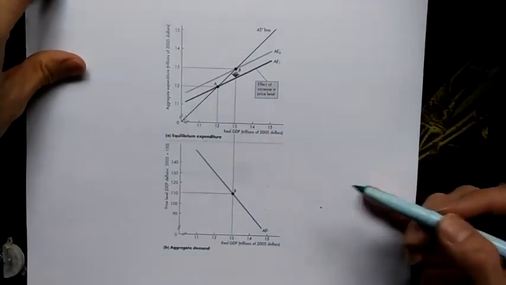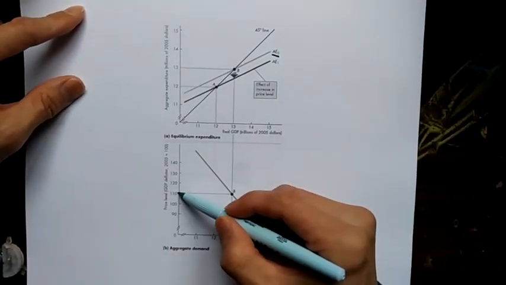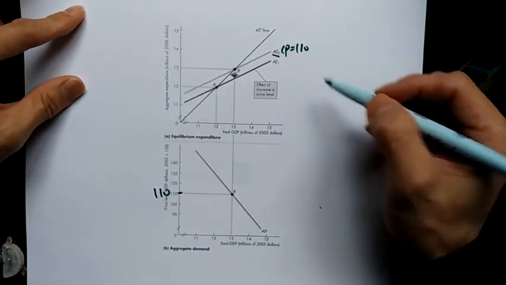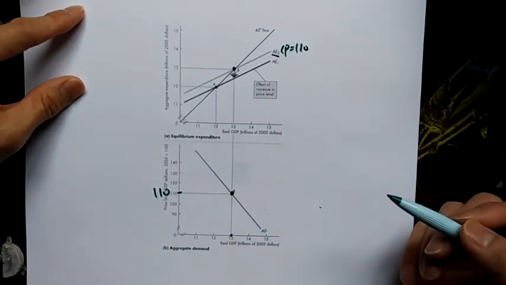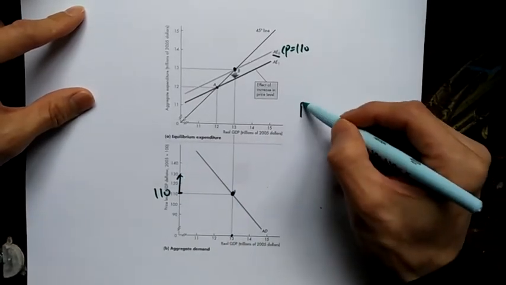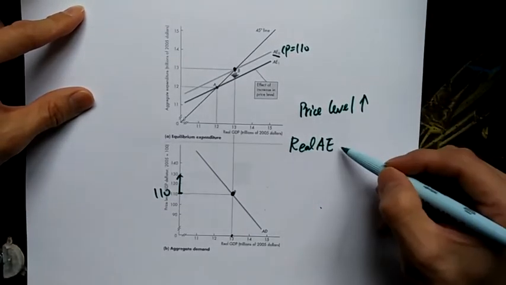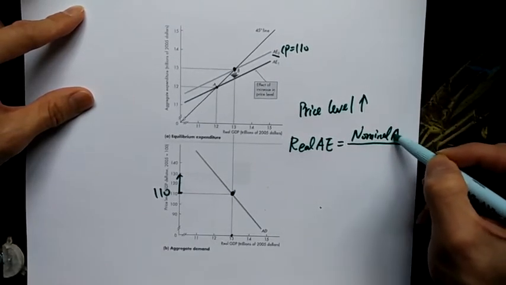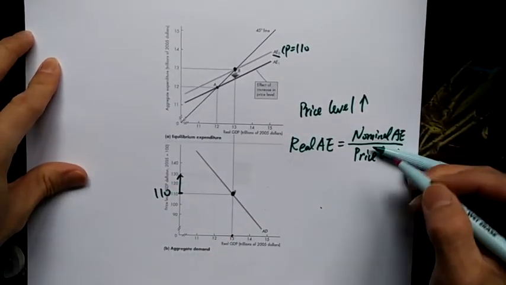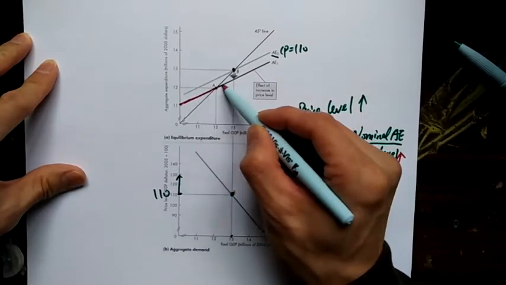Let me do it again. Originally, we are at AE0. That is, when price is 110, we have AE0. We got equilibrium quantity 13. So we get one dot. When price level increases, real aggregate expenditure, which is nominal aggregate expenditure divided by price level, decreases. Therefore, aggregate expenditure function shifts down.